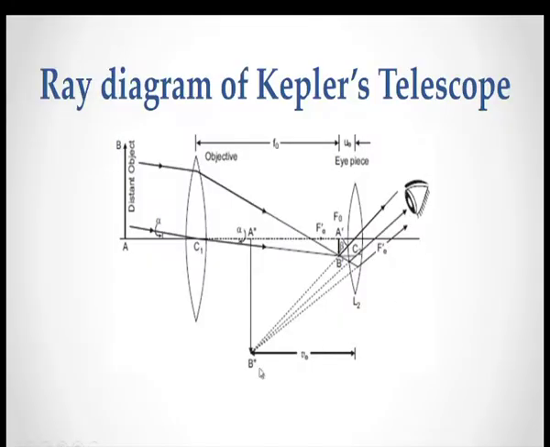So, this is the ray diagram of Kepler's telescope. In this Kepler's telescope, you can see a convex lens as objective and also another convex lens as eyepiece. So, focal length of the objective is f0 and focal length of the eyepiece is fe. Spherical aberration is also there in Kepler's telescope. Hence, further improvement was needed in the telescope invention.